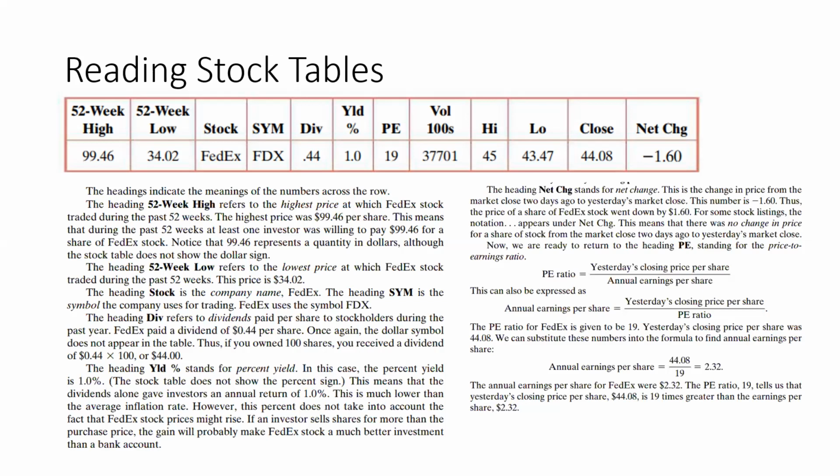And now what the PE ratio does tell you is that yesterday's closing price is 19 times greater than the earnings per share. So that is another advantage, it takes into account how much each individual stock was. It gives you that ratio of how much the stock was versus how much the stock actually earned. So in this case, the closing amount, 44.08, is 19 times greater than the amount that the company actually earned over the last year per stock.